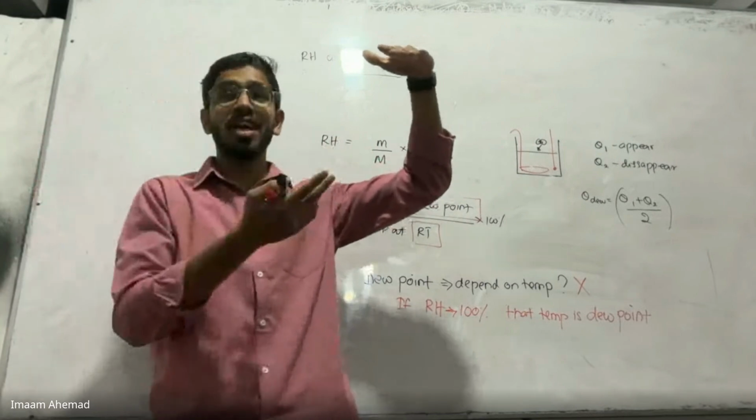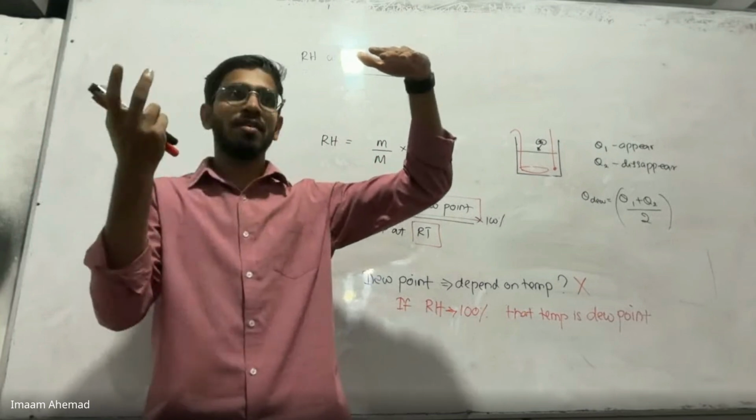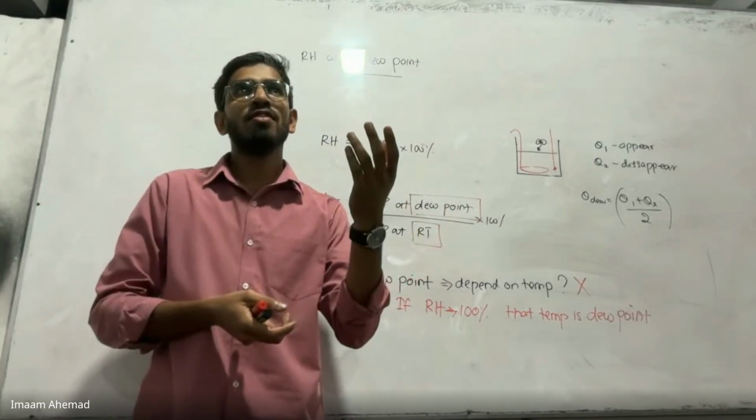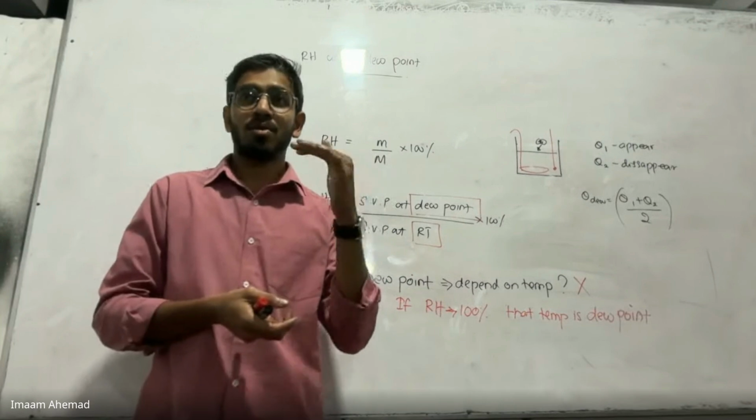In our RH, 100% dew. We will have more water vapor, and we can have it at room temperature. An example for RH at room temperature.